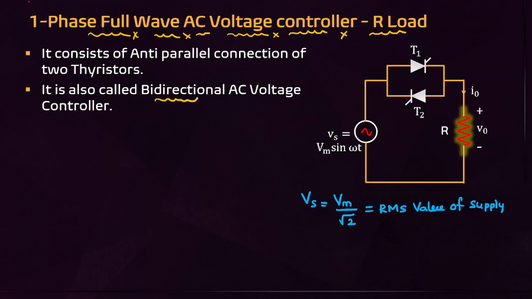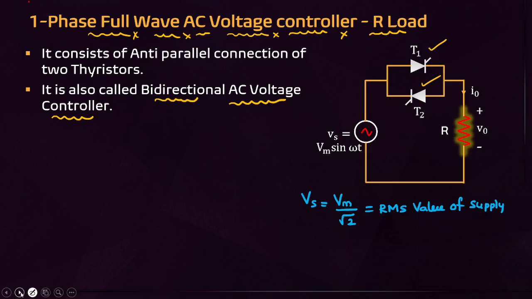It is also called bidirectional AC. But the half wave AC voltage controller is a unidirectional AC voltage controller, while this one is a bidirectional AC voltage controller. That is, it consists of an anti-parallel connection of two thyristors. The previous circuit had one thyristor and one diode, but this circuit is a combination of two thyristors.